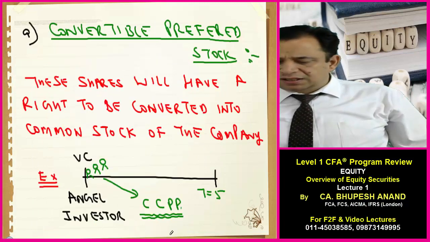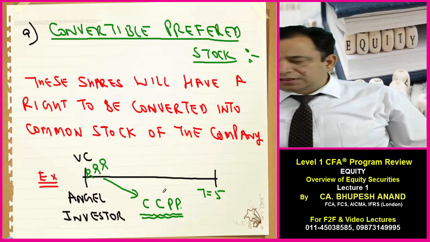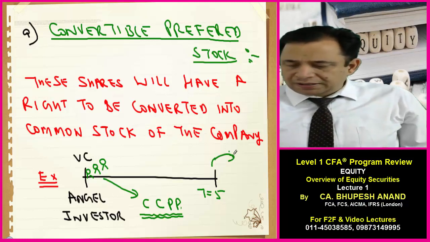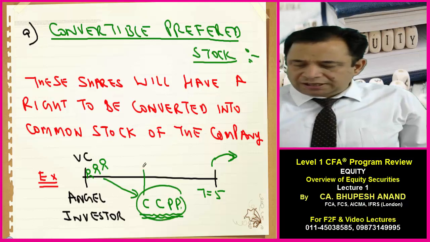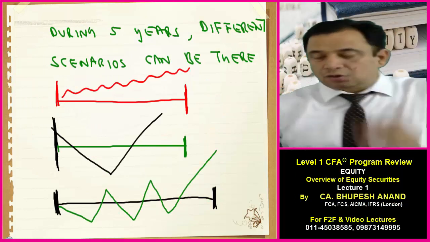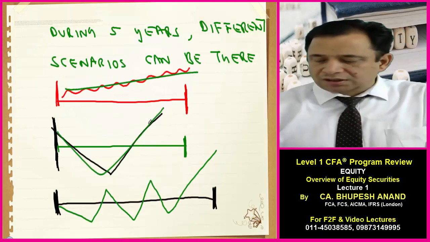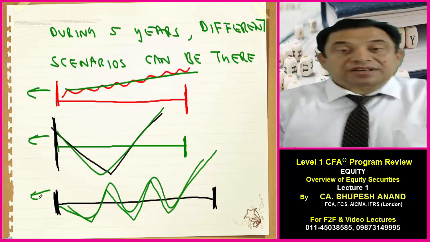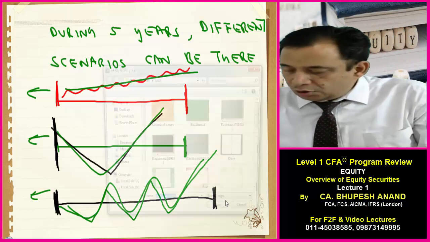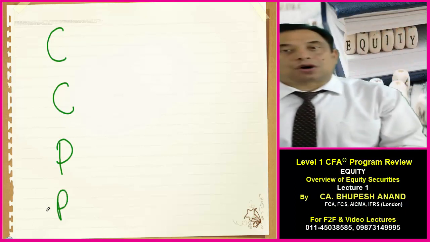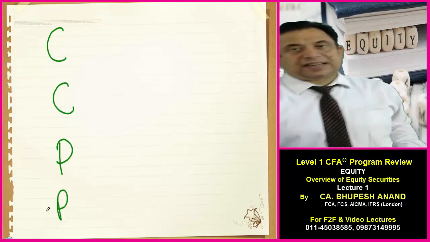For example, this VC has invested here at T0. They want to invest their funds up to T5, and after T5 they want to exit through an IPO. But they are interested in having cumulative, convertible, participating preferred stock during these 5 years, because the company can be in a growing stage or in a loss stage. So in all these scenarios they want to safeguard their interest, so they generally have cumulative, convertible, participating preferred stock. We'll discuss in detail at the time of alternative investment.